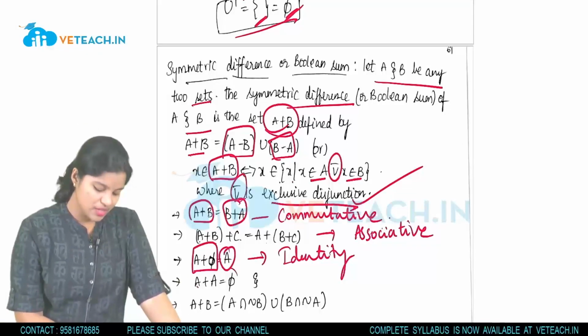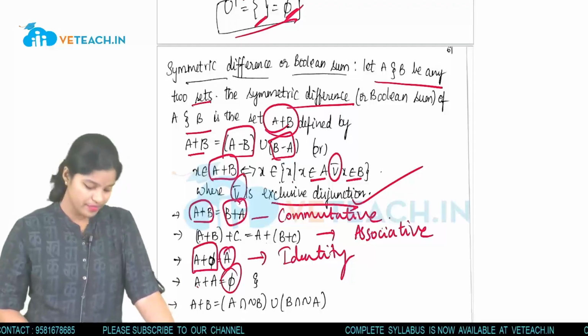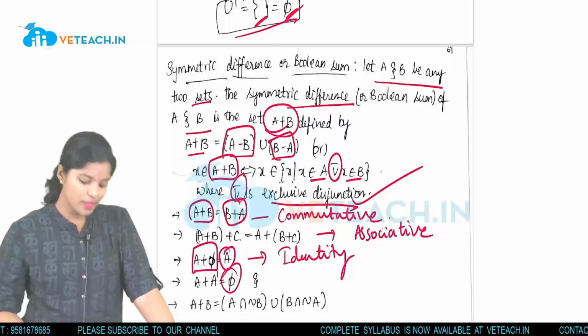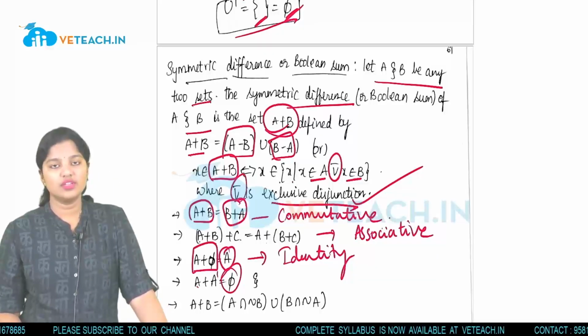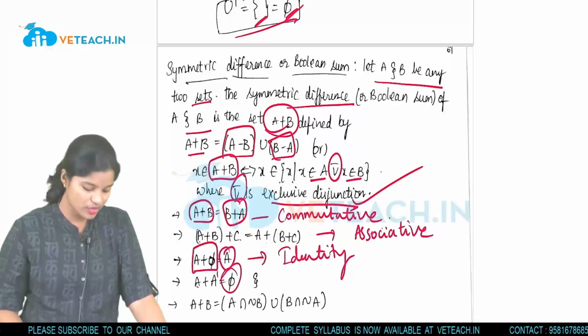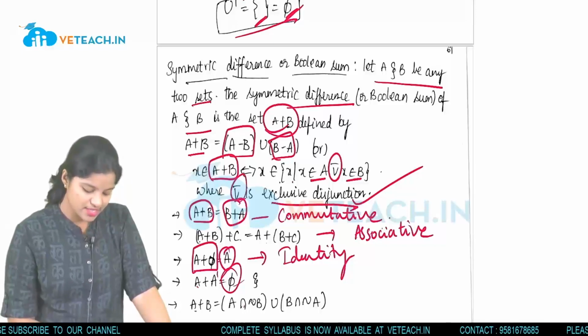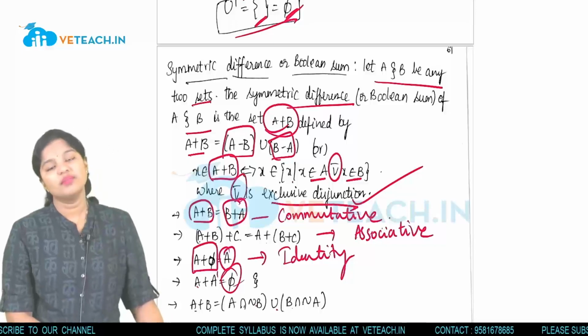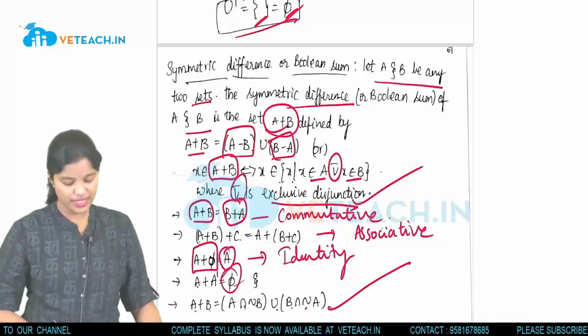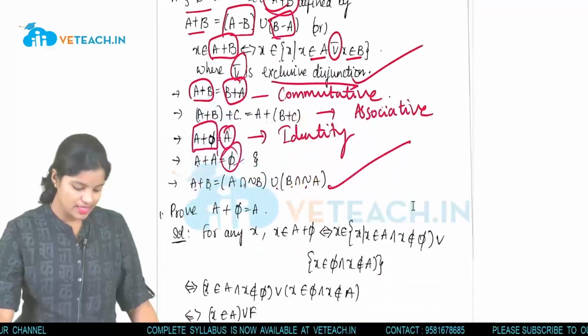Next, A plus A is equal to ∅. A plus A complement is equal to U. So the both, no other sets will be there. A plus B is equal to A intersection negation of B union B intersection negation of A. Okay. Now let us see an example here.